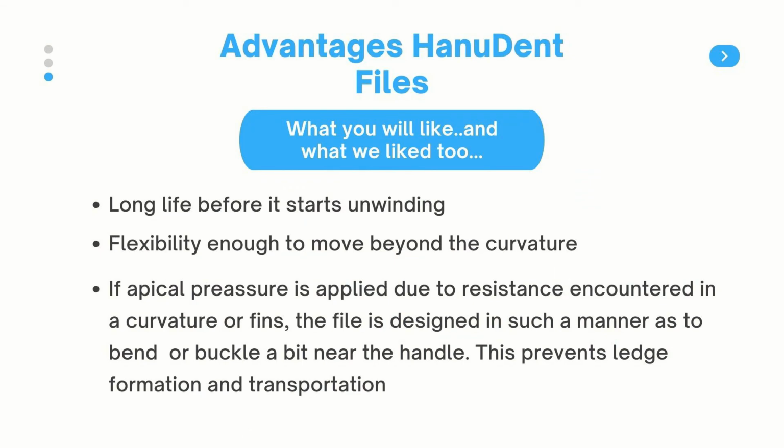So, talking about the advantages of Hanudent K files, it has a longer life before it starts unwinding. It has got good flexibility to move through the curvatures, and if an apical pressure is given to the file when a stiff resistance is encountered, as in curvatures, ledges or a flat surface, the file is designed in such a way that it bends or buckles near to the handle. Actually, this prevents the ledge formation and transportation of the canal.